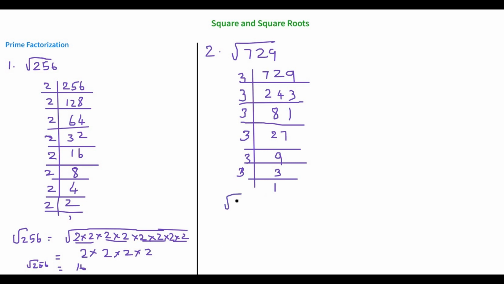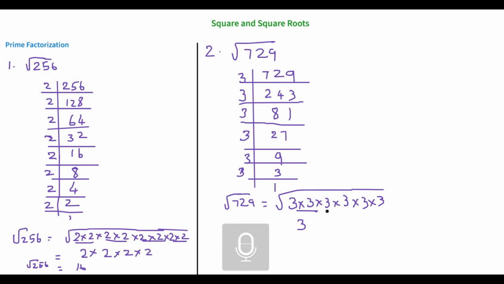So now we have found the square root of 729. The square root of 729 equals the square root of, how many 3's are there? 1, 2, 3, 4, 5, 6. We have 6 3's. As we did previously, instead of 2 3's, I'll take 1 3 outside, then instead of another 2 3's, another 3 outside, and another 3. So 3 times 3 times 3, which is 27. So the square root of 729 is 27.